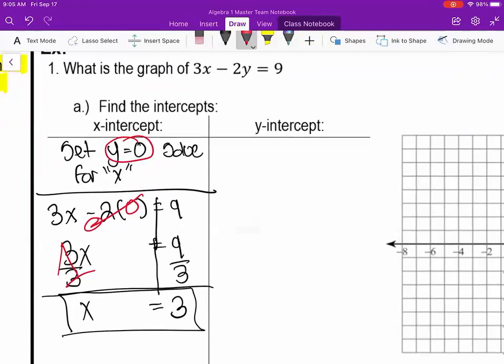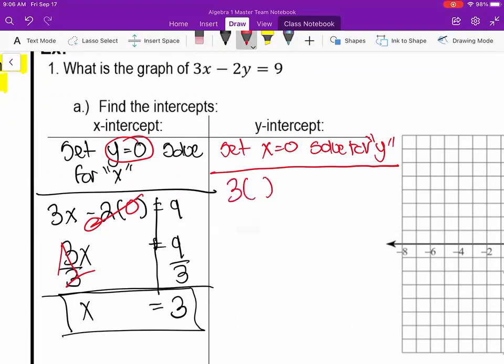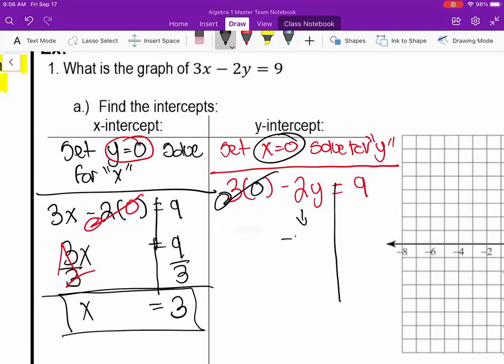Your y-intercept, you can find by setting x equal to 0 and then solving for y. All right, let's go ahead and do that. I have 3x - 2y = 9, and now instead of x, I'm going to write 0. Cool, perfect. Let's simplify this. I know that 3 times 0 equals 0, so that's gone, and I'm left with -2y = 9.